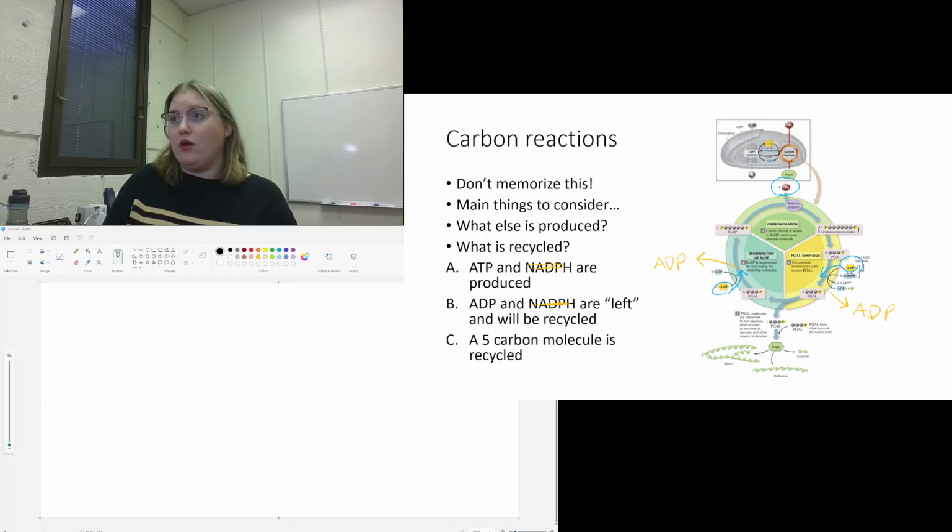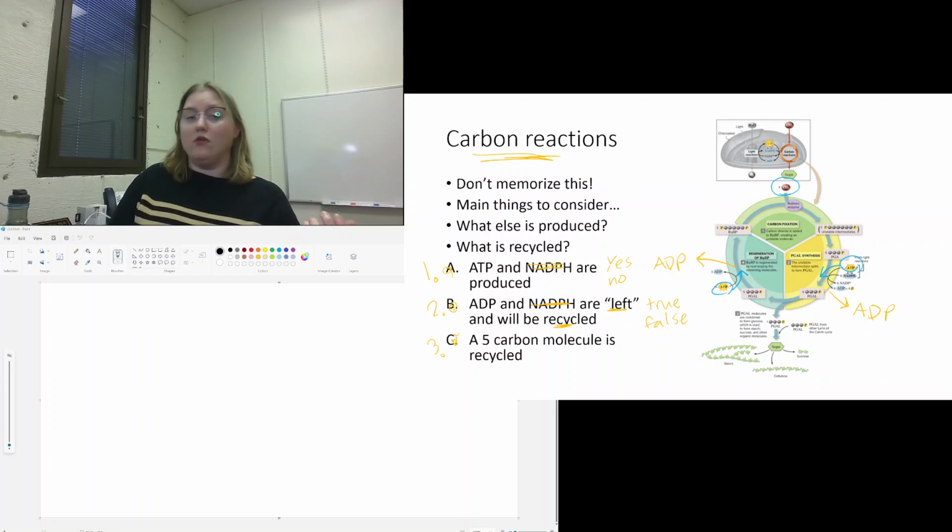Okay, so we'll make this 3 questions. So this is question 1, question 2, and question 3. So answer this one, yes or no, for the carbon reactions. Okay, is ATP produced in the carbon reactions, yes or no? Now, second question, ADP is leaving and will be recycled. Is this true or false? Okay, is ADP leaving and going to be recycled?